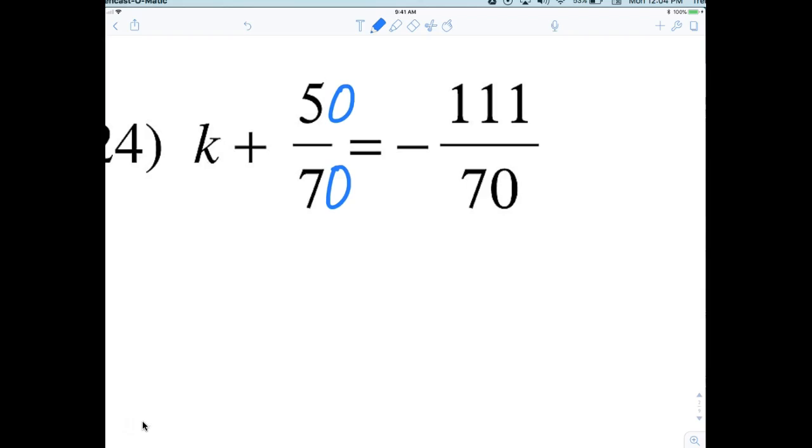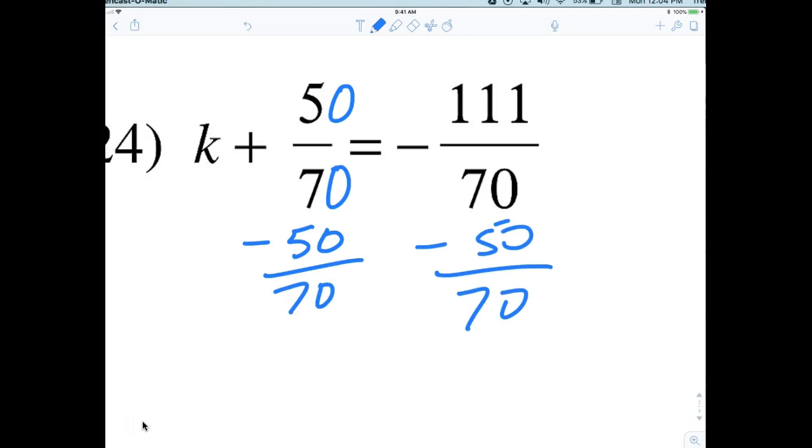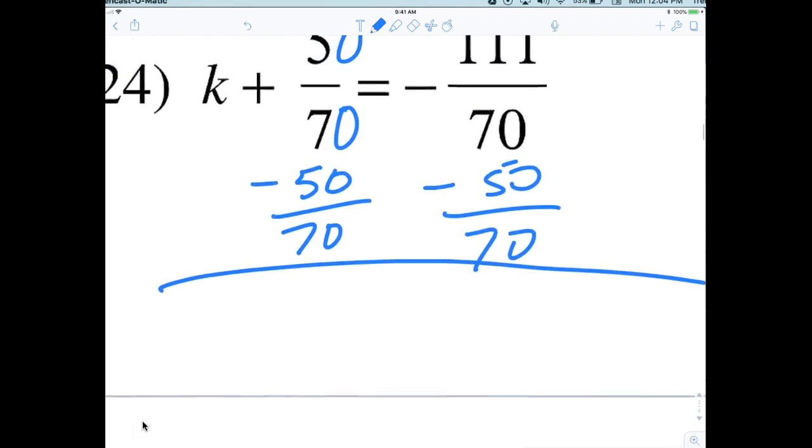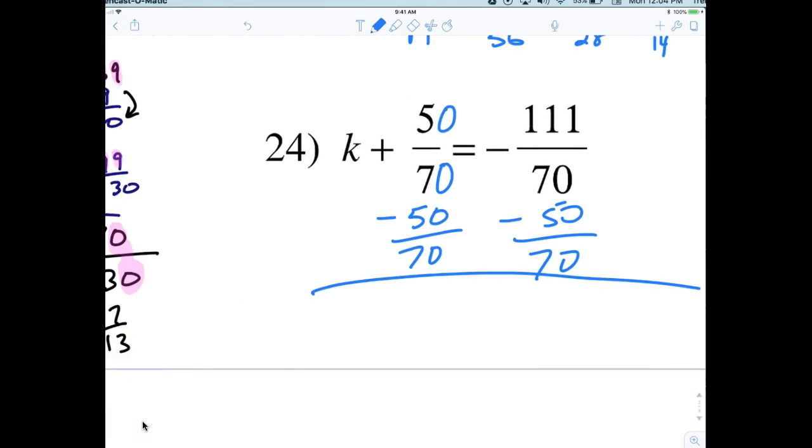And now, how do I undo a plus? Subtract 50/70ths. Now we have a big problem because I said to subtract. So most people think, what do I do to those numbers? Subtract them. But we add them. You add them because they're both what? Negative. Because they're both negative. Everybody hearing me? Yes. All right.